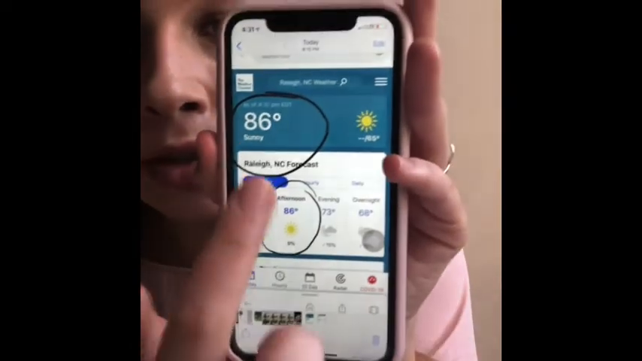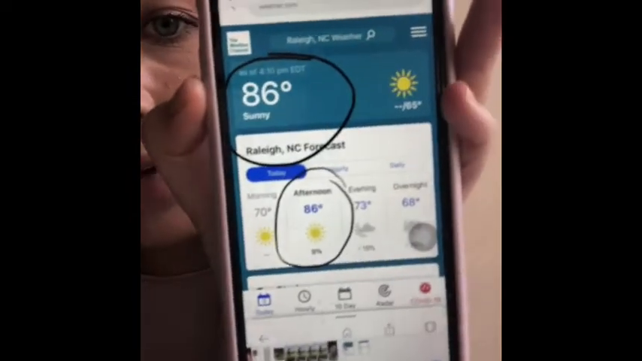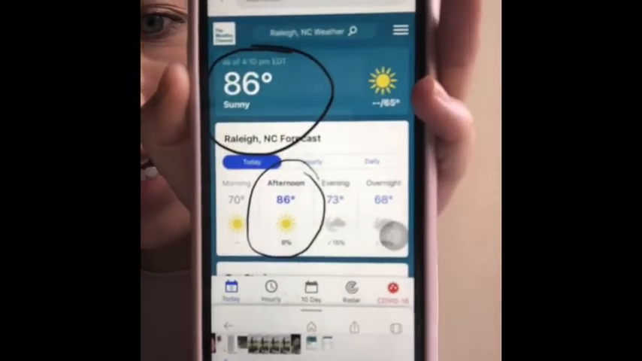When you go on weather.com, you want to put in your location. I am currently in Raleigh, North Carolina, which you guys might not have known. In the beginning of the page, I circled where I found the temperature. It is 86 degrees, and it even says below it's sunny, so I could see that it's sunny out. Then you're going to have to scroll down.